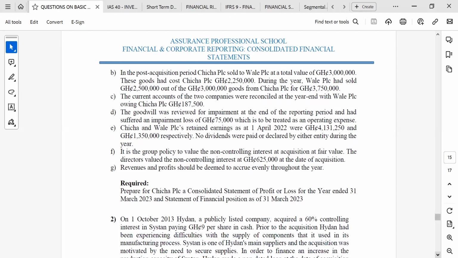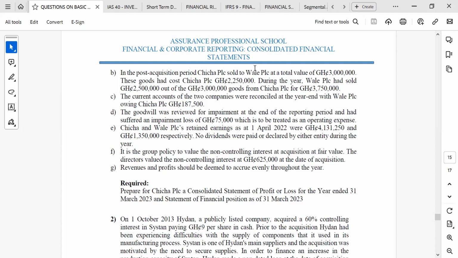Okay, D. Goodwill also. Victoria, your hand was up. I saw the hand up. Yes, please. Concerning the C part, the 187.5. Even if it's going to be cash in transit or goods in transit, I'm thinking it should affect both the current assets and then the liabilities. I stand to be corrected as well.